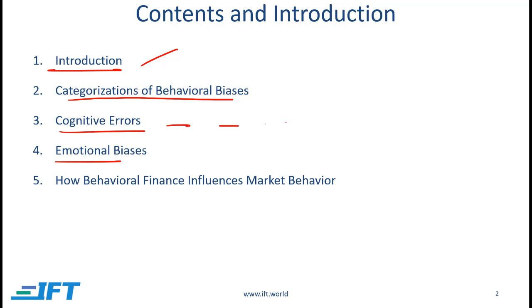So we look at the different kinds of cognitive errors and then the different kinds of emotional biases. And for each of these, we will understand the consequences, how to detect them, and then we will look at how these biases can be overcome. And then in the final section, we'll talk about the influence of behavioral finance and specifically the influence of these different kinds of biases on market behavior.